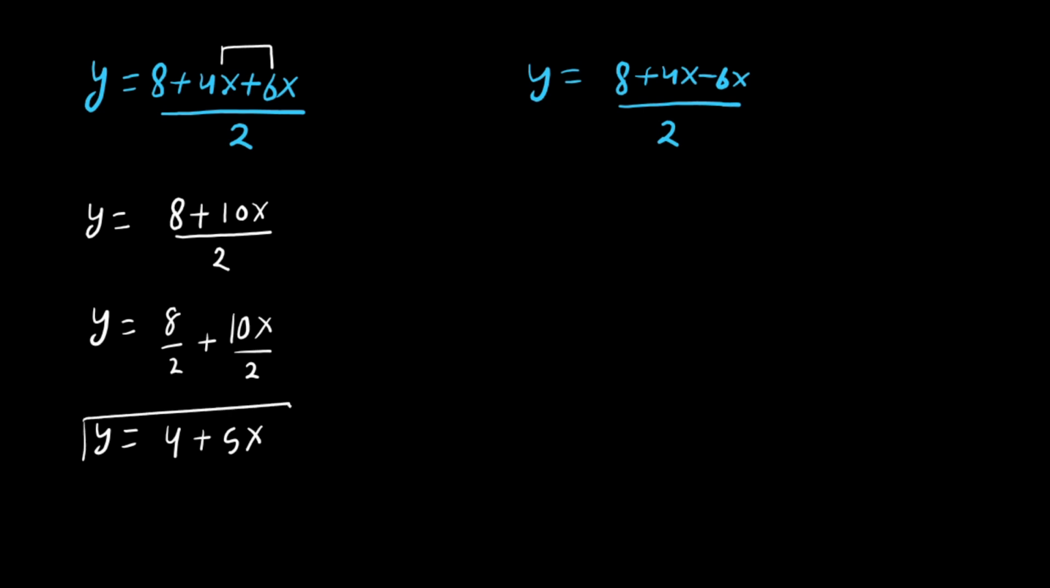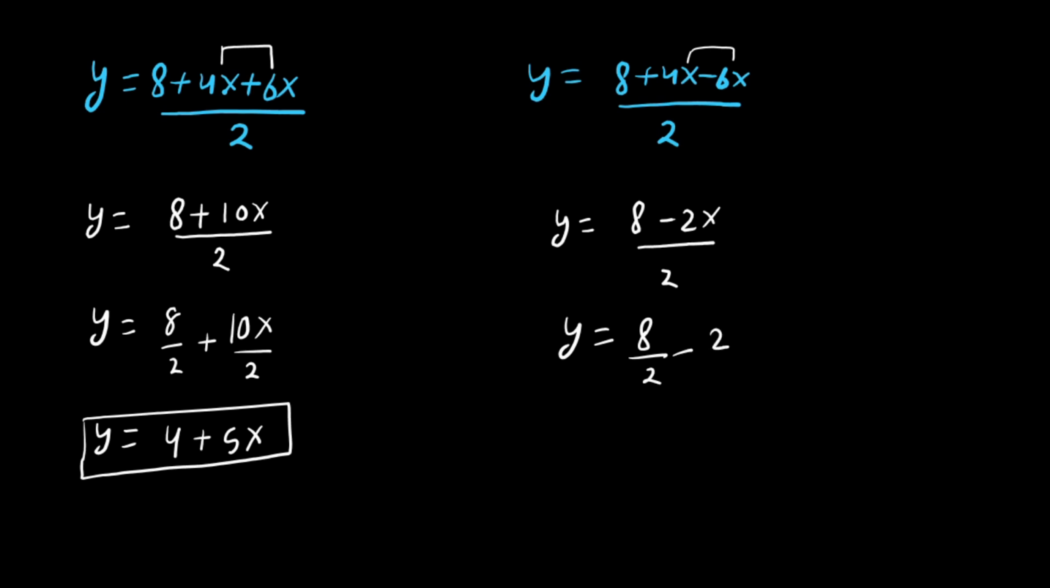Here y is equal to 4 plus 5x. Now y is equal to 8 plus 4x minus 6x, that is minus 2x. Then here, minus 2x, and divide by 2. This is the same as y is equal to 8 divided by 2 minus 2x divided by 2. Then y is equal to 8 divided by 2, which gives 4, minus, this 2 and this 2 cancel out, then here x.